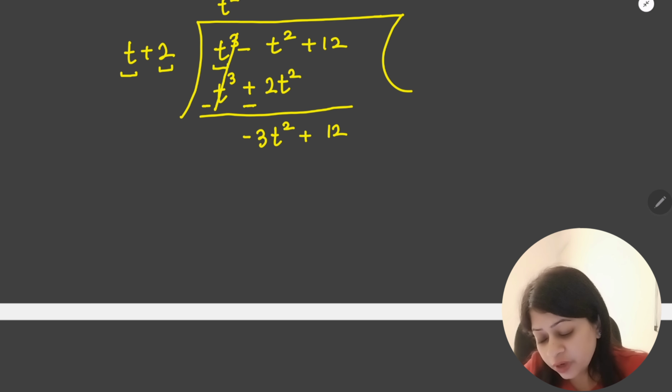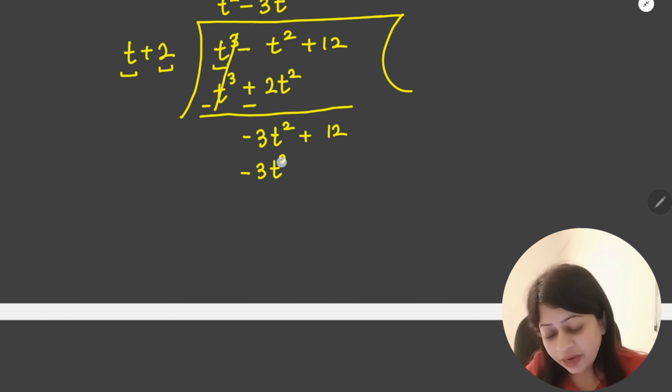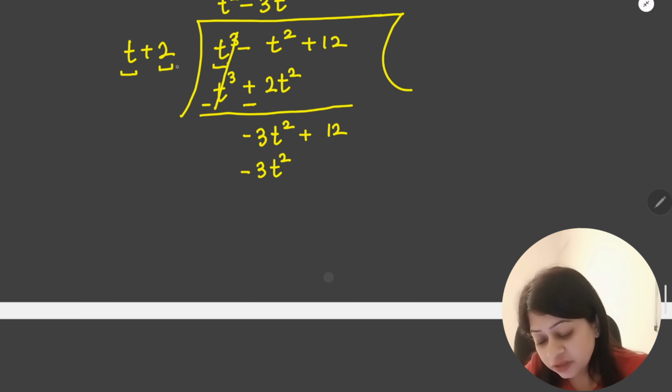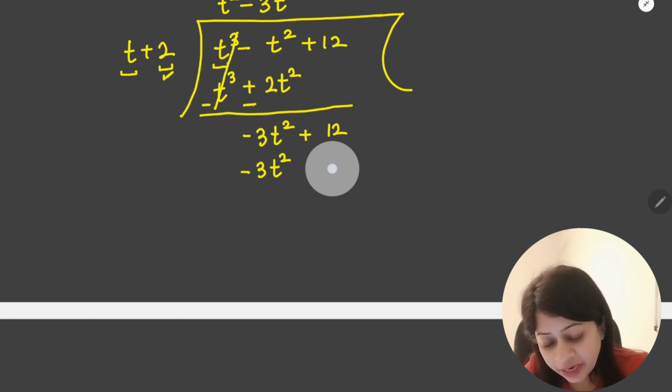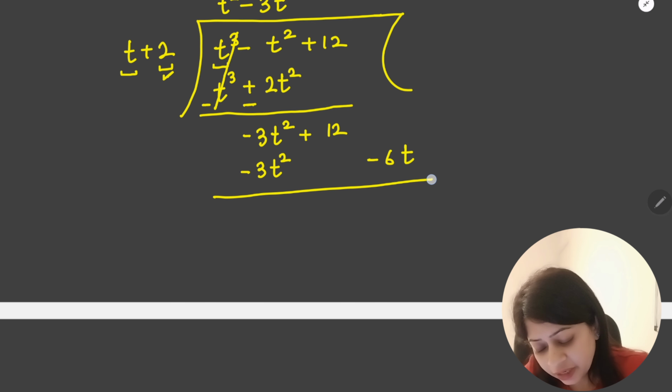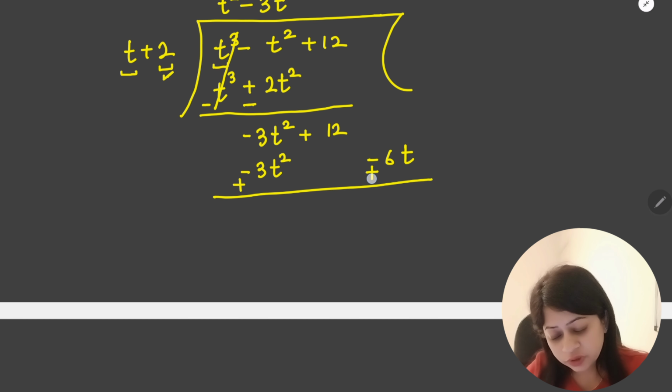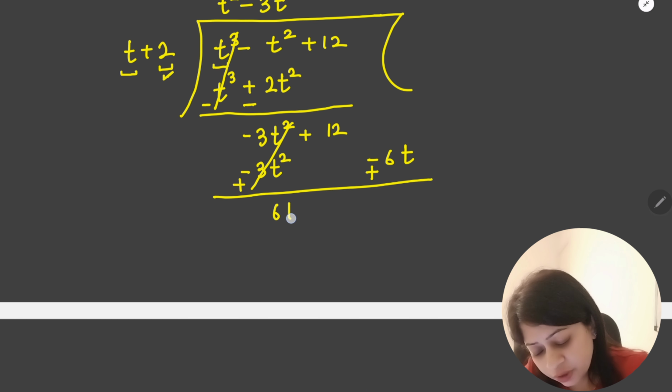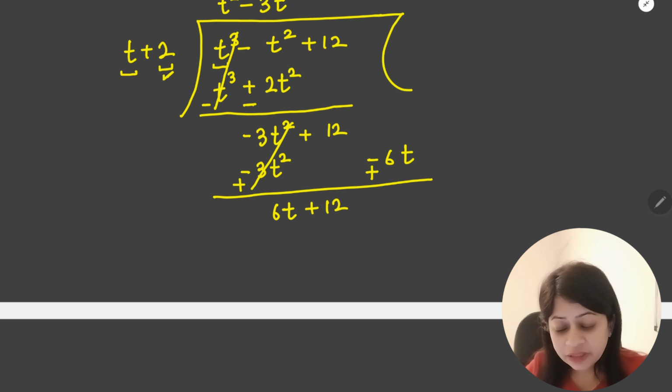Minus t square minus 2t square will become minus 3t square plus 12. Now, what should I multiply this t with to get minus 3t square? If I multiply this t with minus 3t, I will get minus 3t square. Now I will have to multiply this 2 with minus 3t, and I will get minus 6t. Now we will change the sign. This will become positive, this will become positive. We will cancel out this, and now we will write again according to degree. It will become 6t plus 12.